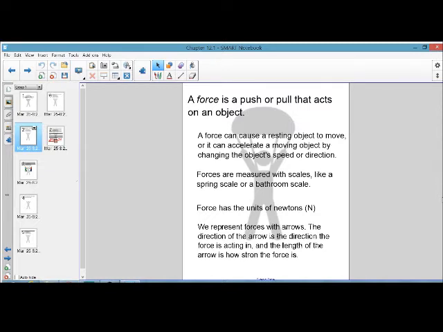So if I have an object here, if I have a ball, and I push on this ball, and I push it to the right with a really, really large force, that is what my force arrow is going to look like. If instead I push on that ball with a really weak force to the left, that's what my force arrow is going to look like. So we can represent different forces acting on an object or multiple objects simply by drawing arrows.